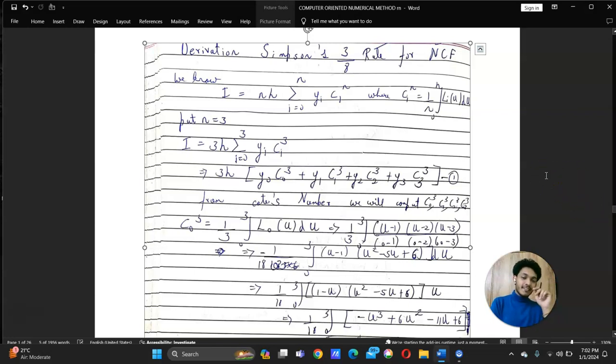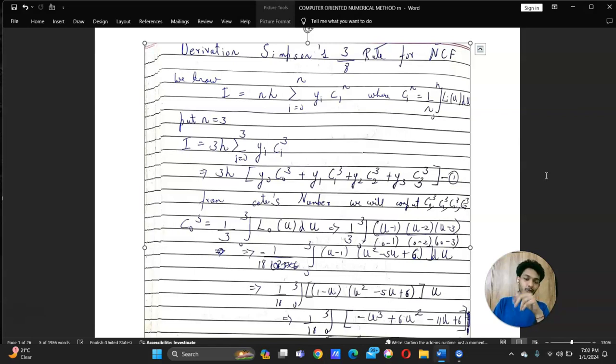So to derive the formula of 3/8 rule of Simpson's, we have to put the value of n equals to 3 in the NCF. So we are just going to put the value of n equals to 3 in the NCF to derive the formula. So we have just put in the value of n equals to 3.